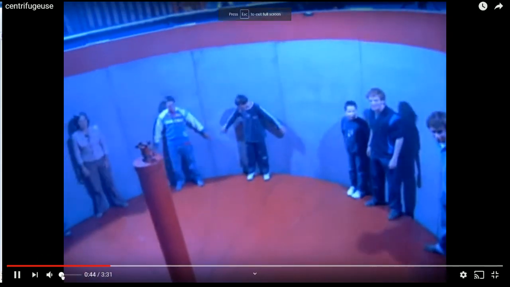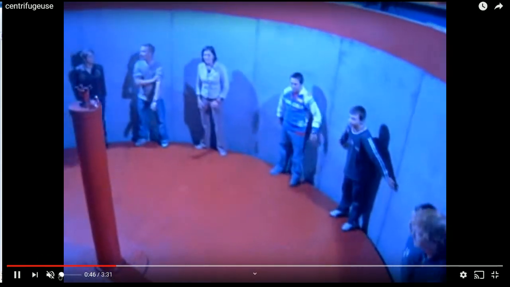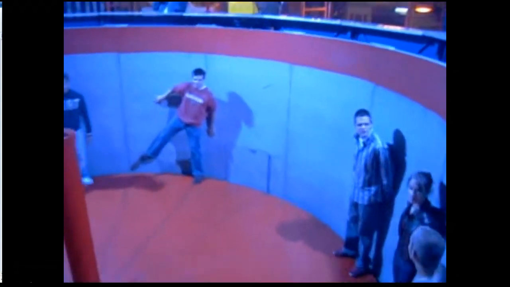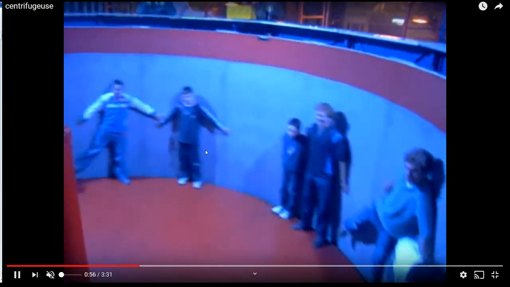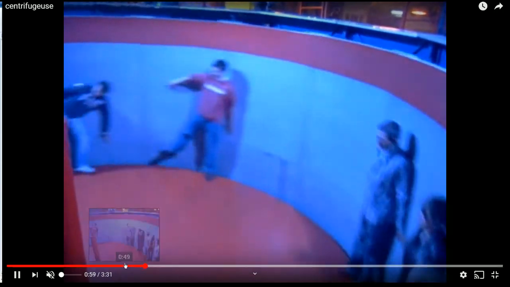So here are the students in the ride. They are starting to spin, right? They all have individual masses. Watch as it picks up speed. You see, you could still walk around, right? You're not fully pressed up against the wall. Watch as it starts to pick up speed. So think about this in terms of centripetal acceleration, or the centripetal force. Now watch as they're all pushed up against the wall, and watch the floor drops.